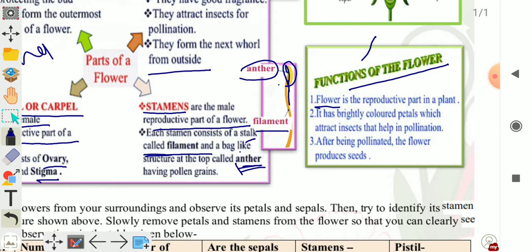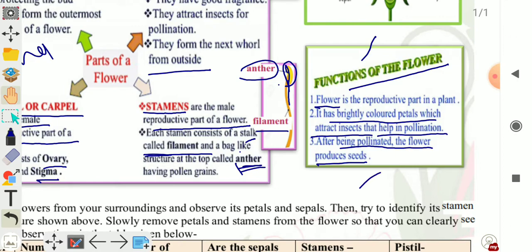किसको attract करते हैं ये petals brightly colored? Insects को. Why they attract the insects? These insects help in process of pollination. After being pollinated, the flower produce seeds. Pollination के बाद flowers में क्या बनते हैं? Seeds.